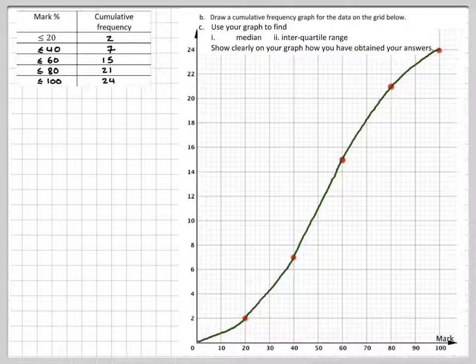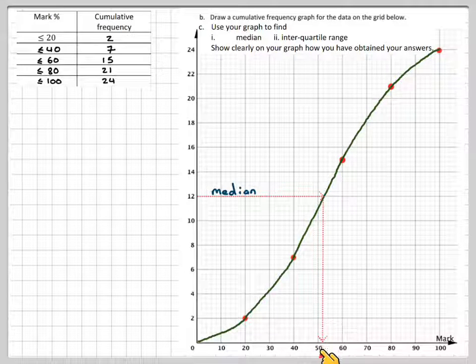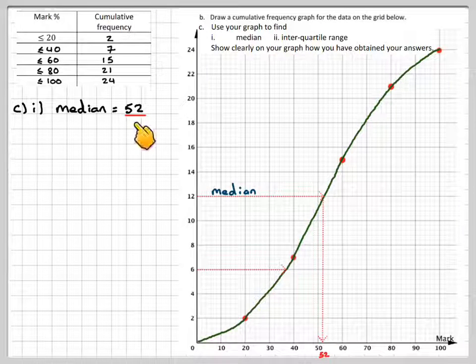And then it says, use your graph to find the median and the interquartile range. Show clearly on your graph how you have obtained your answers. So for the median, we want the halfway value. The halfway of 24 people is 12. So here we draw a line. We take that line down and we read off here. Each one of these little squares is 2 units, so it's 52. And there would be a tolerance of plus or minus 1 of getting that right. So the median is equal to 52.